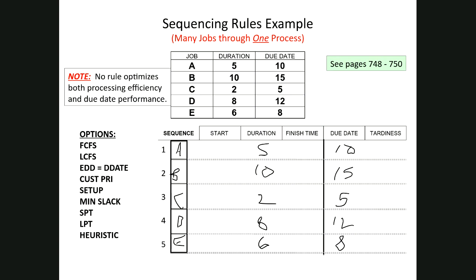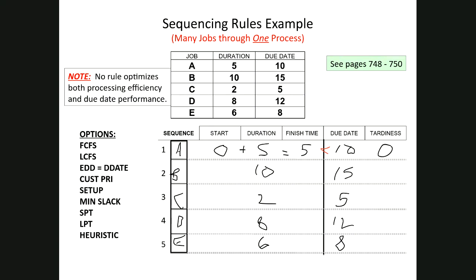So everything is gonna start at clock time of 0. And if A starts at 0, it's gonna finish at time 5, because it takes 5 days or 5 hours to finish, and it's less than the due date, so we know that this job is not tardy.